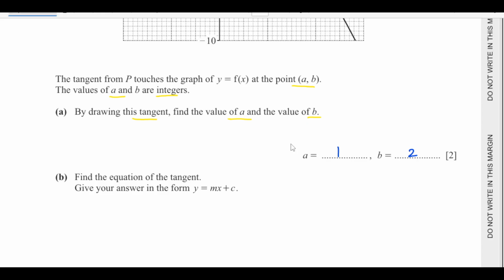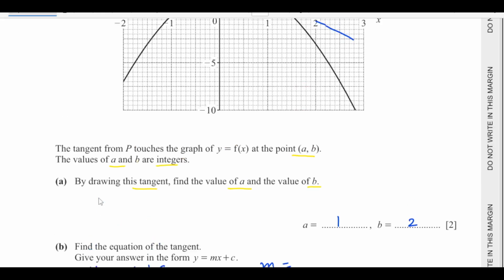Right. So 1 and 2 is the answer. Now find the equation of the tangent, give your answer in y equals mx plus c form. So for the tangent, let's say the equation is y equals mx plus c. So we need the gradient. You can choose any point from here.